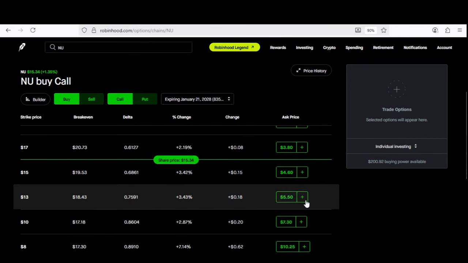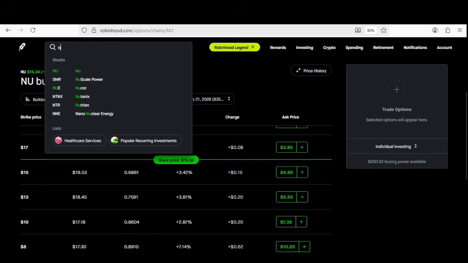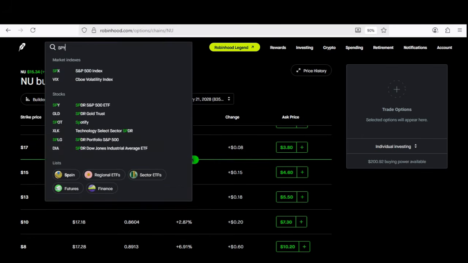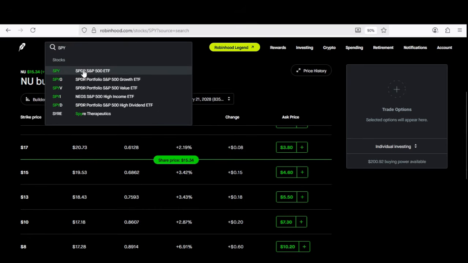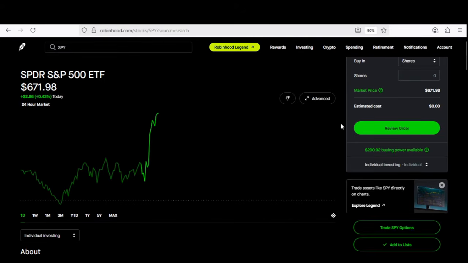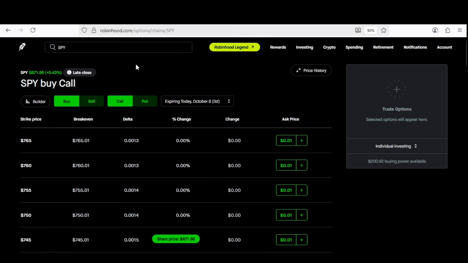Now, our other live trade for today is going to be on another stock, the most popular one, the Spider ETF, and that ticker is SPY. This option strategy is going to work if you're trading with a very micro portfolio. So what we're going to do now is go to Trade SPY options to open up that options chain.